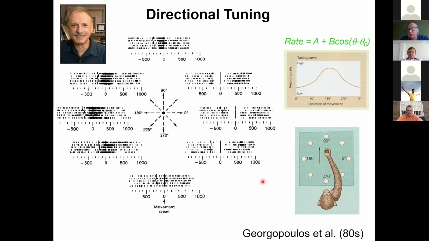Directional tuning is an important concept in neurophysiology, and typically a neurophysiologist would say that a neuron represents movement direction. There is a preferred direction. For example, for this neuron, the preferred direction is 180 degrees because it fires the most when the monkey moves the lever in this direction.